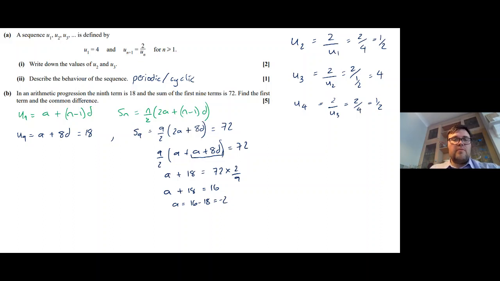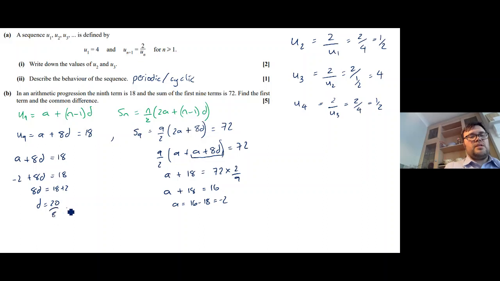What we're trying to work out is to find the first term and the common difference. We found the first term, and then we need to substitute that back in. So for a plus 8d equals 18, we have minus 2 plus 8d equals 18. So 8d equals 18 plus 2, d equals 20 over 8, which is equal to 2.5. So we have our first term, a, which is minus 2, and our common difference, which is 2.5.